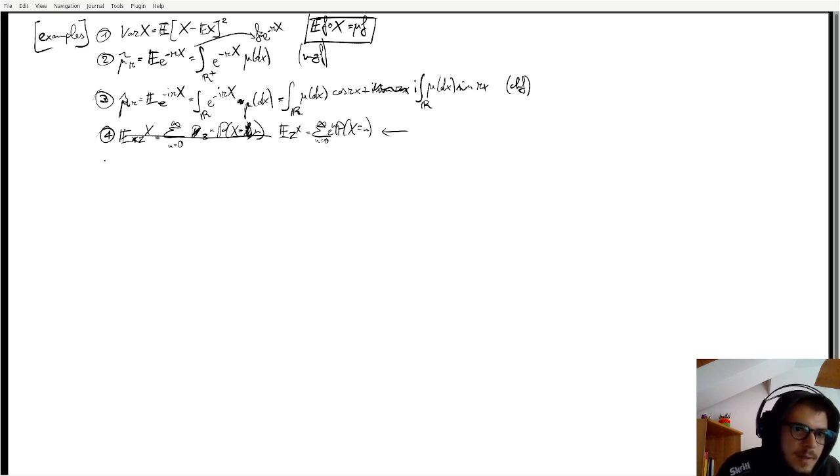Finally, we have the covariance, which is another expectation: the expectation of X minus the expectation of X, times Y minus the expectation of Y.